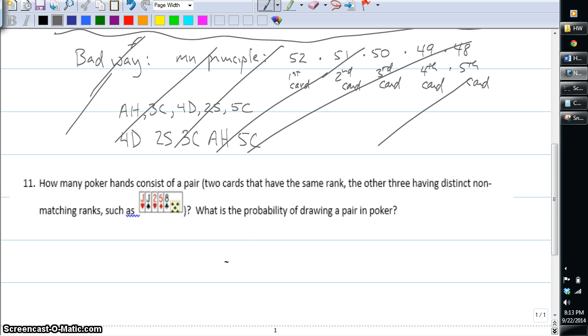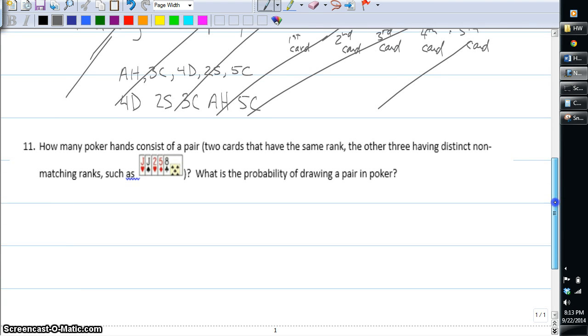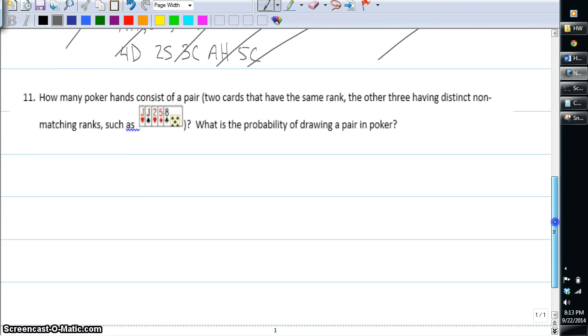So the first part of the question is, how many poker hands are there that fit that description? And then the second part, what is the probability of drawing a pair in poker? The second part is just going to be the ratio of our answer in number 11 to the 2.5 million that we found in problem 10. So we want to count the number of poker hands consisting of a pair.